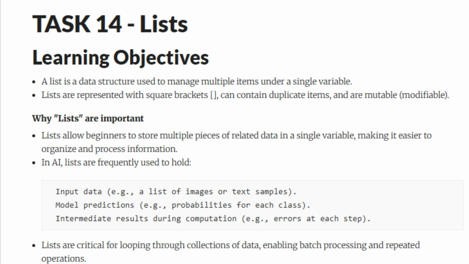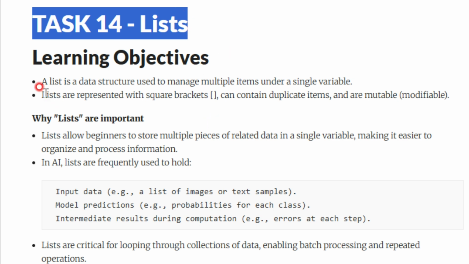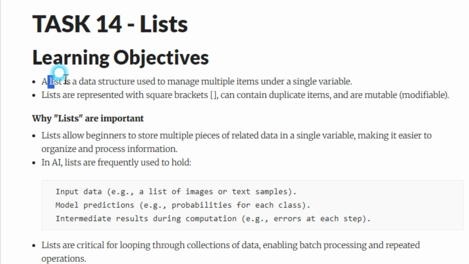So far, we've worked with individual variables, meaning each variable stored a single piece of data, like a number or a string. But what if we need to store multiple pieces of data together in one place? That's where lists come in. A list is a collection of items stored under a single variable.